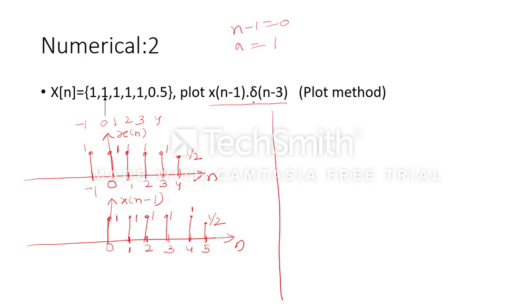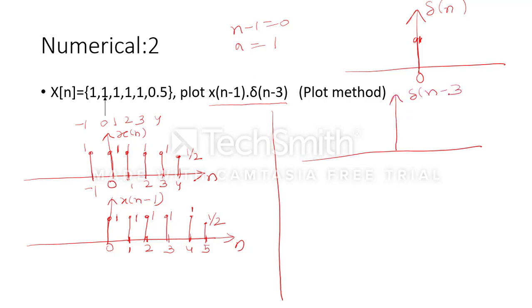So now we have to plot delta n minus 3. We know that delta n means the unit sample signal, with a sample present at 0 only. So delta n minus 3 means we are shifting it to the right side, and it will look like 0, 1, 2, 3. So at the third position only one sample will be present, and the other values will be 0. This is minus n, this is plus n.